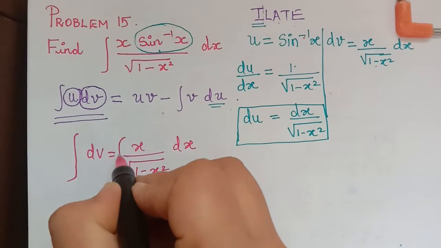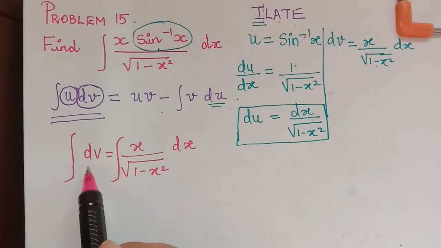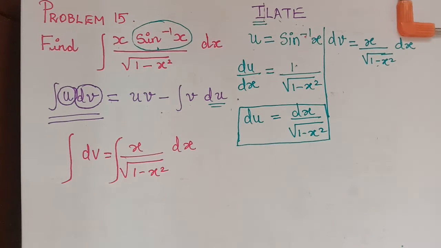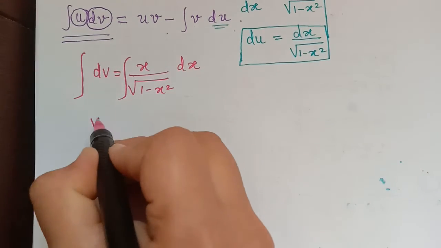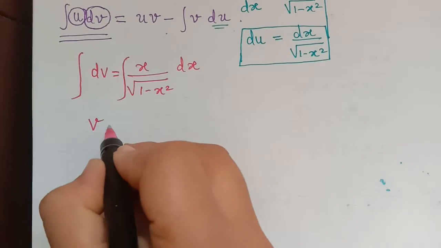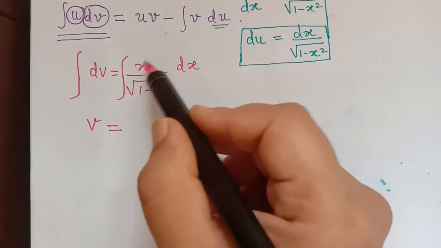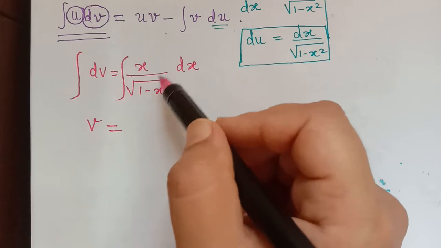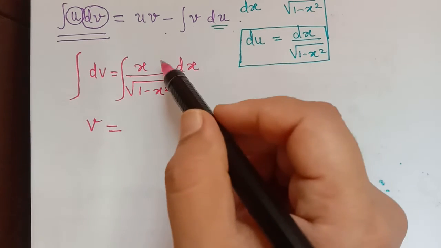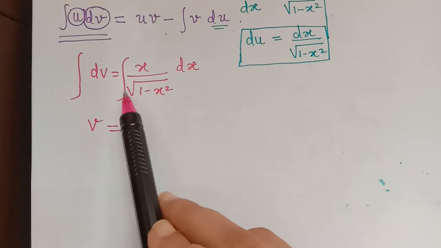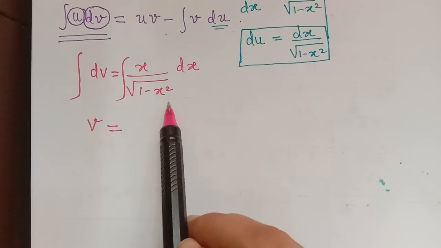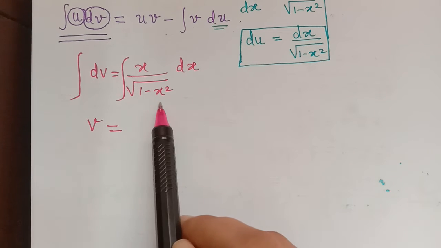So let me integrate here. So what will be the integration of dv? The integration of dv is v, which is equal to, now to integrate on the right, as I told you, we have to use the method of substitution. So what is the substitution that we are going to make? So inside the square root, what do we have? We have 1 minus x square.